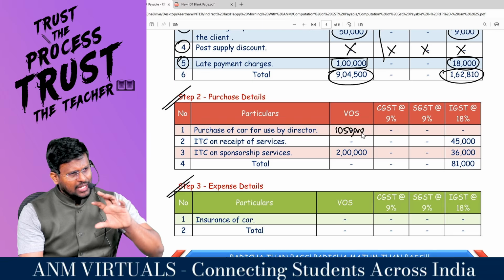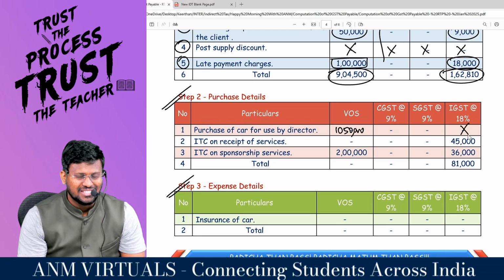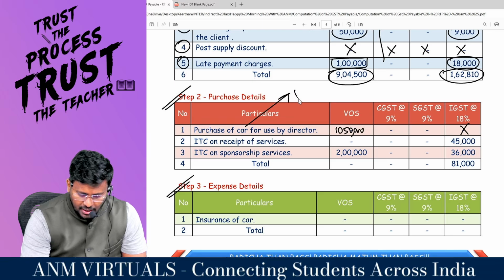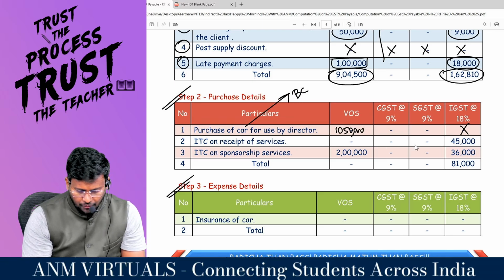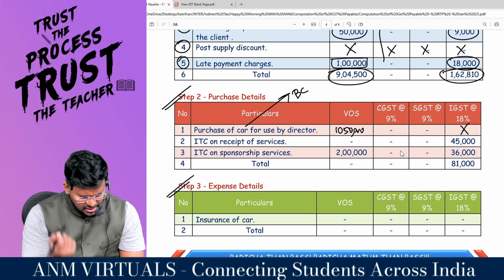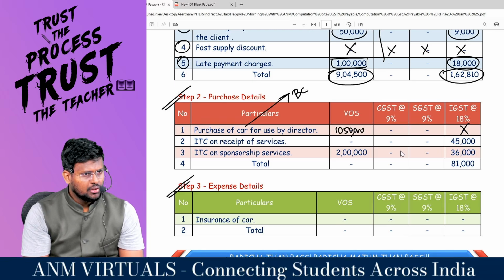50,000. Actually, you would have paid what? GST, but that amount cannot be taken as ITC, because it is a what credit? Block credit. Then ITC on receipt of what? Services. For services, have you paid anything? Yes, sir. How much? 45,000.